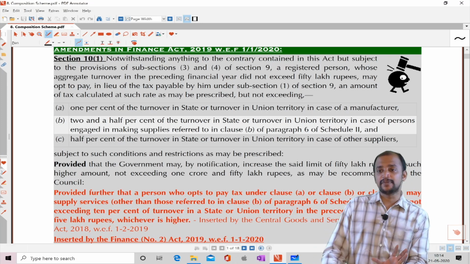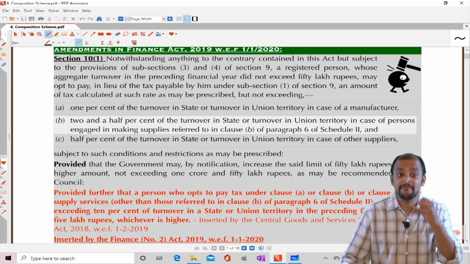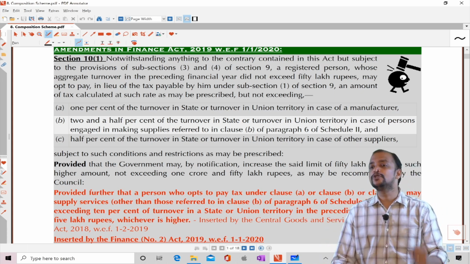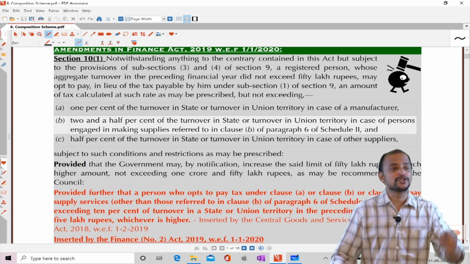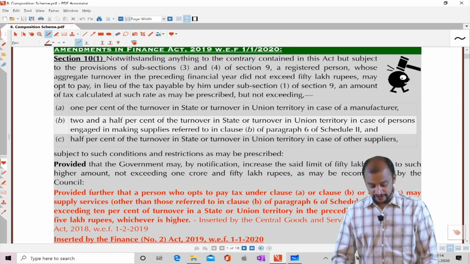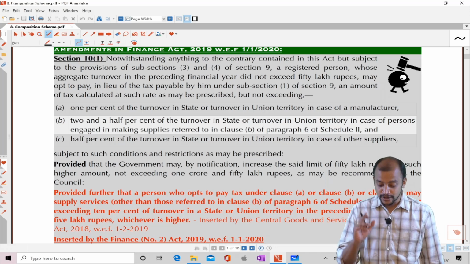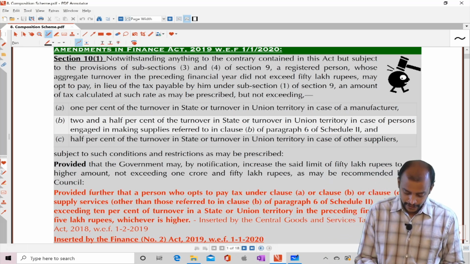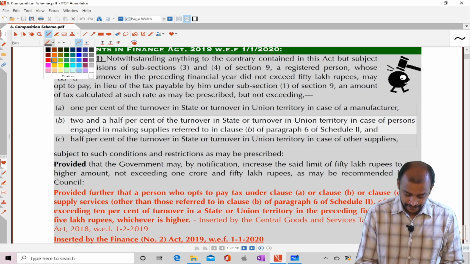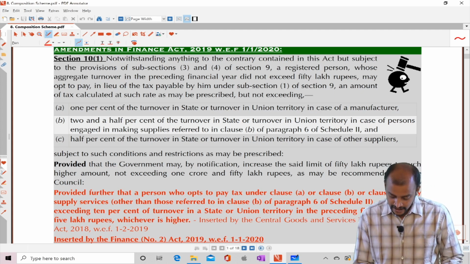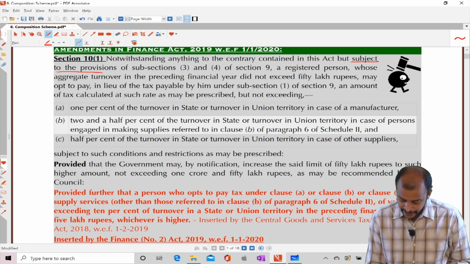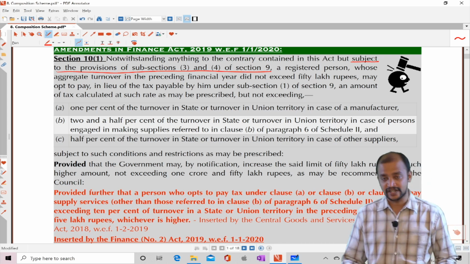A registered person. So section 10 subsection 1 emphasizes on registered person, which means if you want to opt for composition scheme you should be a registered person. So that is the point here. So what is the first thing? First thing is that subject to the provisions of subsection 3 and 4 of section 9.